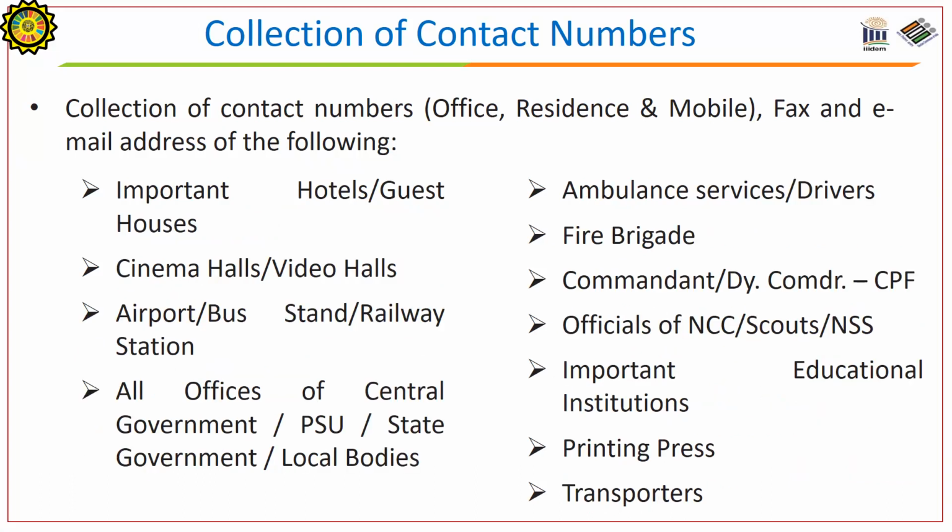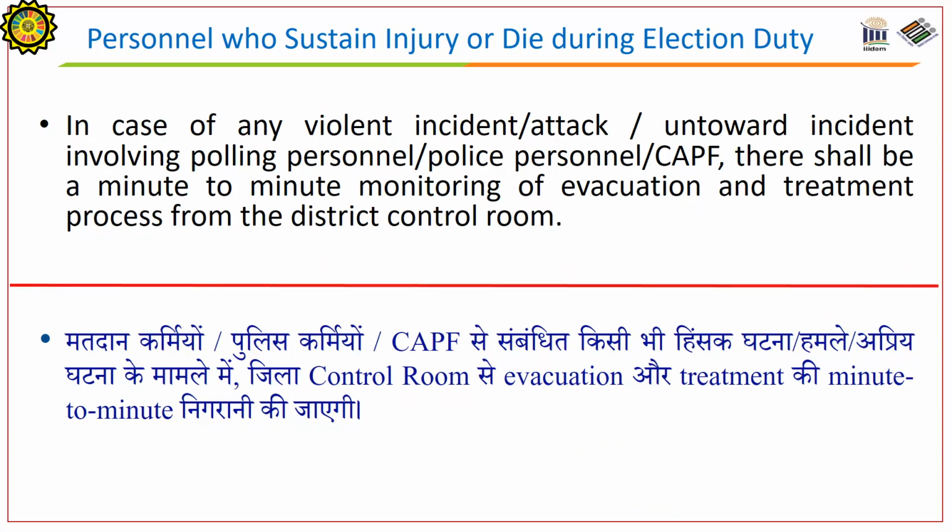important hotels, guest houses, cinema halls, video halls, airport, bus stand, railway station, all offices of central government, PSU, state government and local bodies, ambulance services and their drivers, fire brigade, commandant, deputy commandant of CAPF, officials of NCC, Scouts and NSS, important education institutions, printing press, transporters, and personnel who sustain injury or die during election duty.